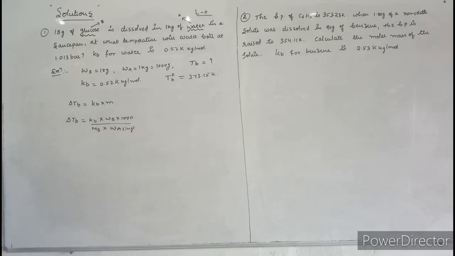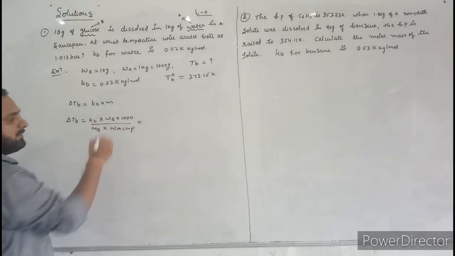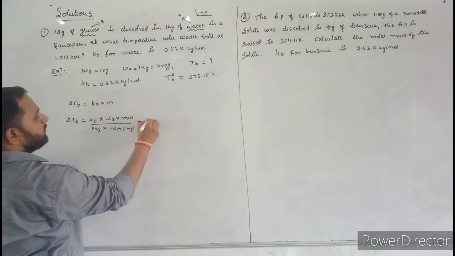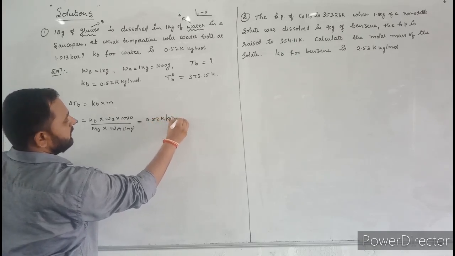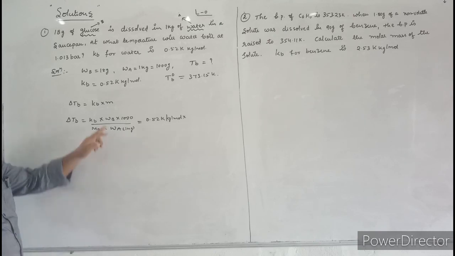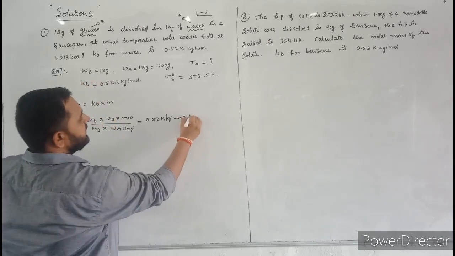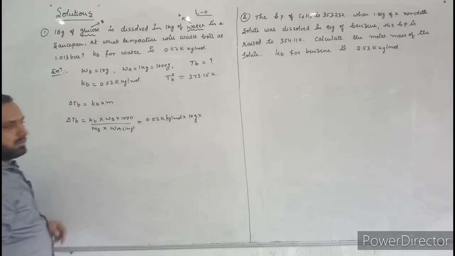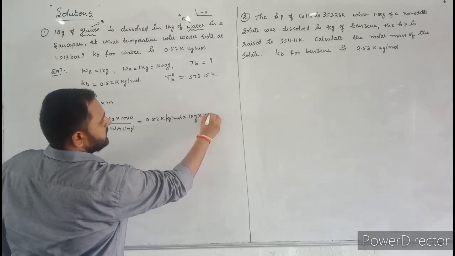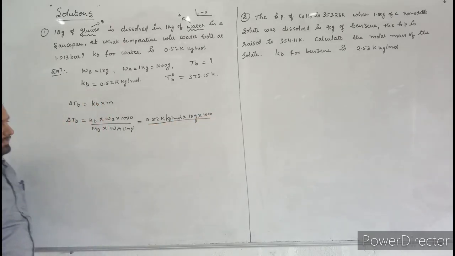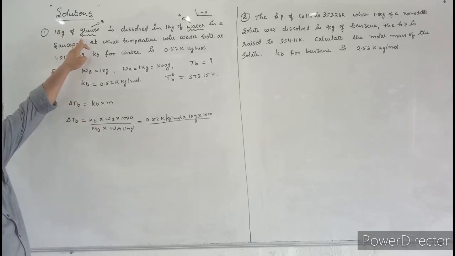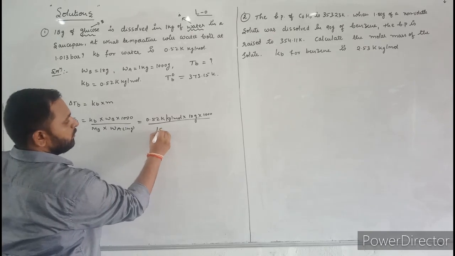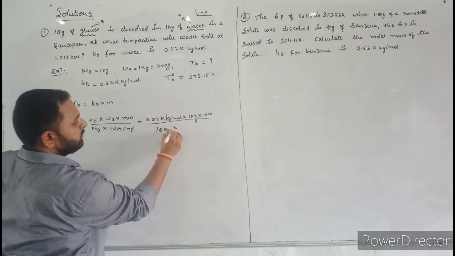Okay. Now let us substitute the values of these terms here. What is the KB value here? The KB is 0.52 Kelvin kg per mole. Next, what is the weight of solute here? The weight of solute is 18 grams, into 1000. Next, divide by the molecular mass of glucose. Solute means glucose, 180 grams, that is 180 gram per mole.